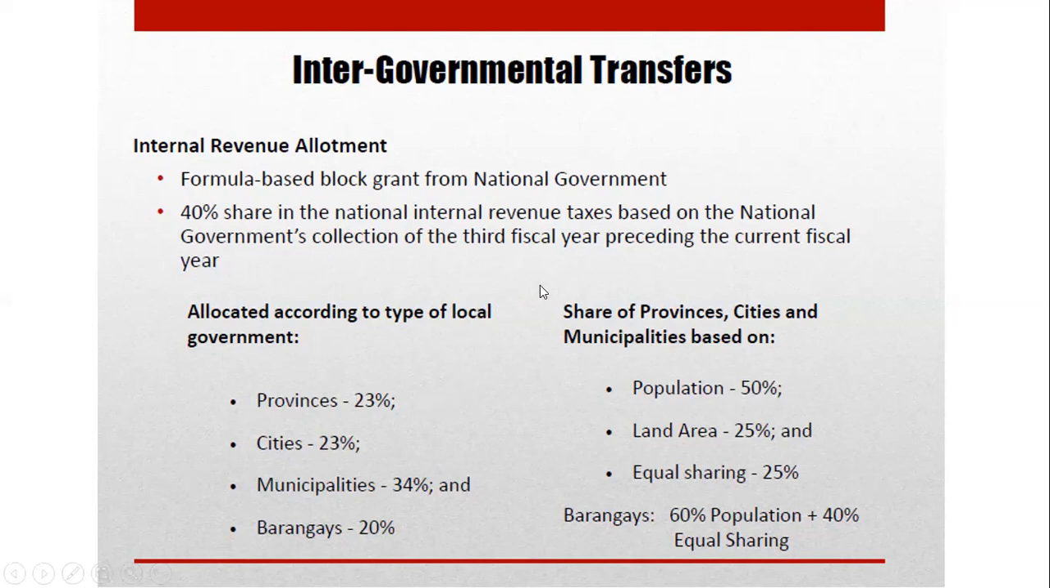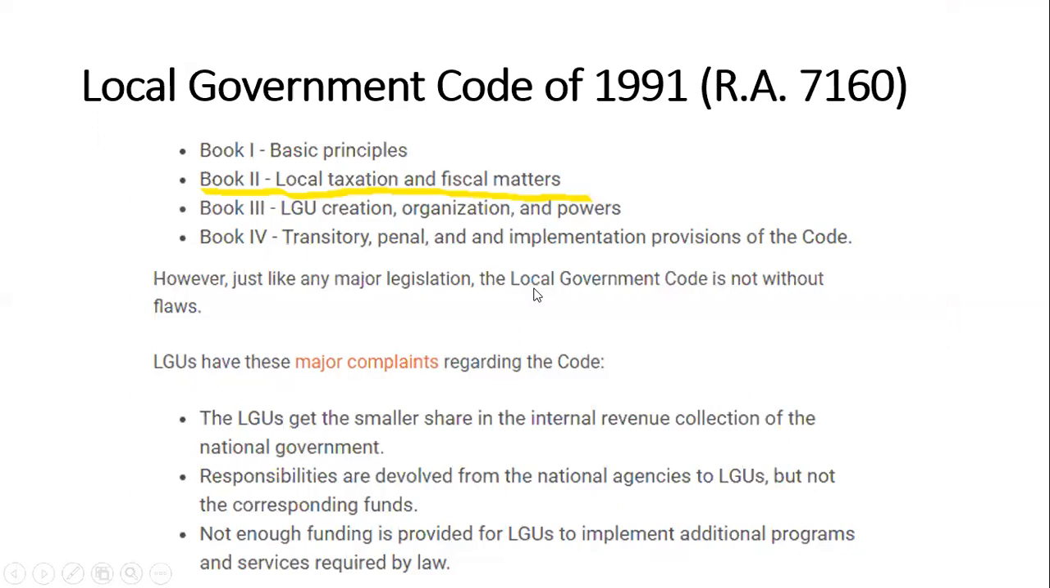Okay? Sige. All right. Now, this is the Local Government Code of 1991, the basis of the power of the local governments to tax, otherwise known as Republic Act 7160. Again, as I've mentioned, they are trying to revise this, along with the Constitution. Now, RA 7160 is divided into four parts, and we are concerned with Book 2, the local taxation and fiscal matters.